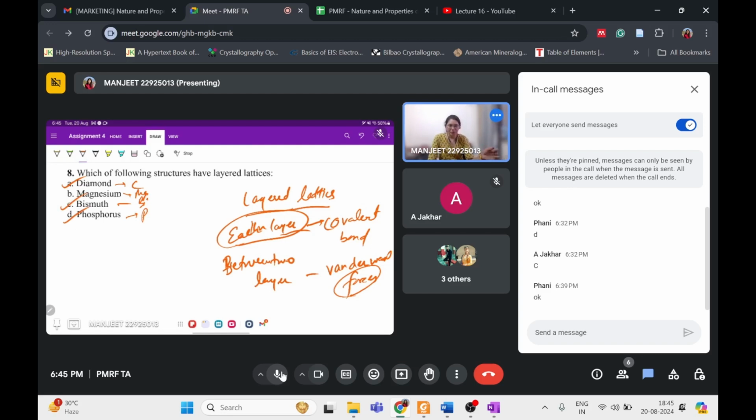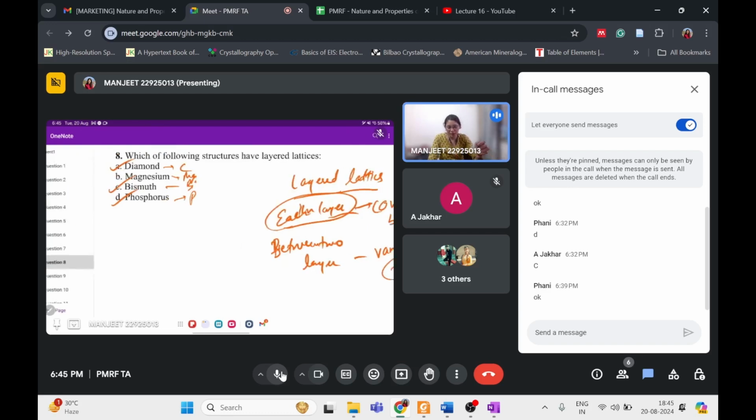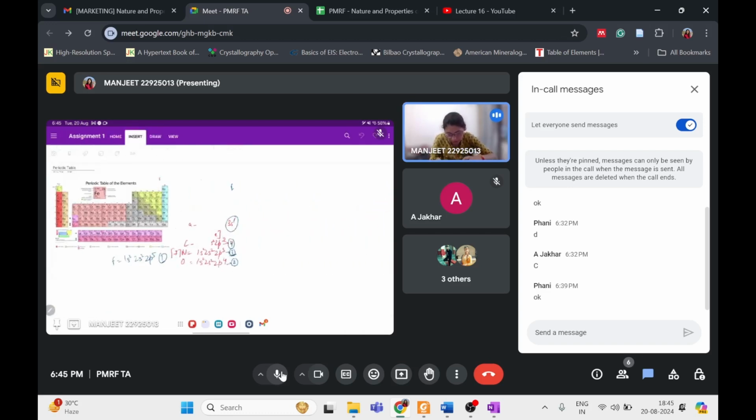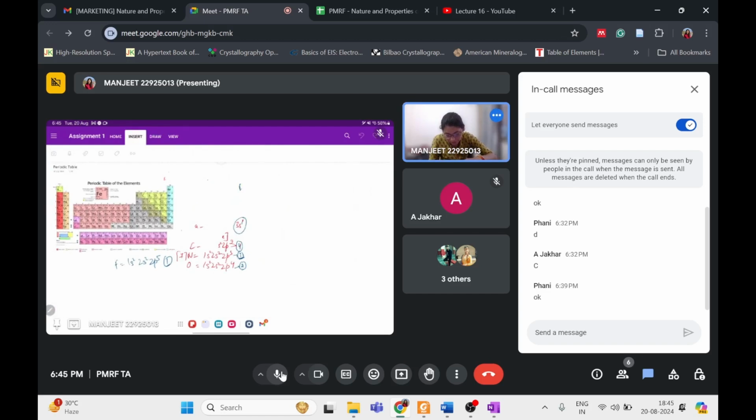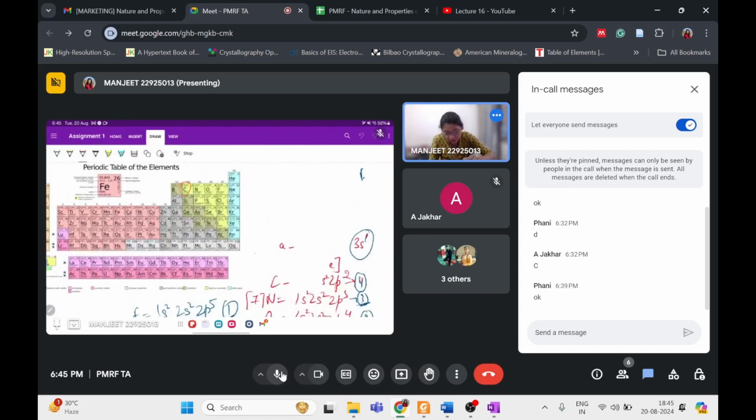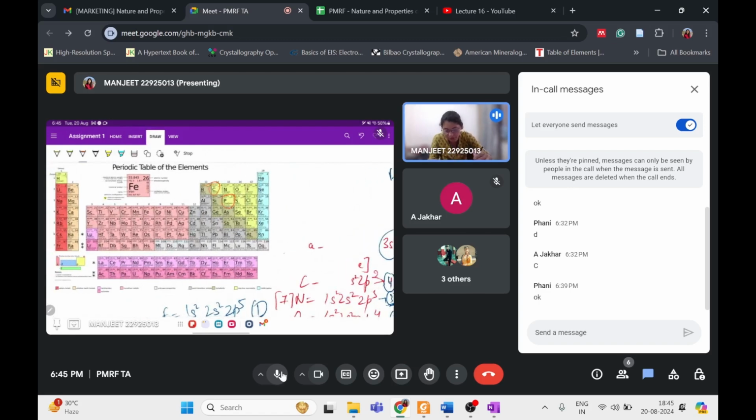If you see the periodic table, let me show. So this is the periodic table. Here is carbon, phosphorus, magnesium is not, and bismuth is. Where is the bismuth? Here it is. So this is group 15.